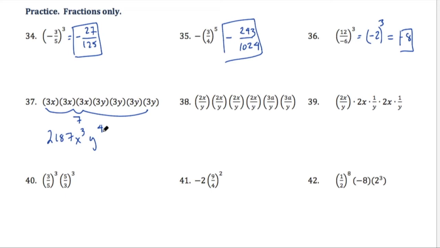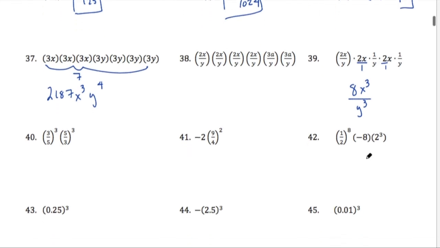All right, I'm going to kind of jump around here. Looking at a problem like 39, remember that if it's not written as a fraction, you can always write it as a fraction by putting it over 1. So I've got 2x over y, and then 2x over 1, and 2x over 1. So in the numerator, I have 2 times 2 times 2 is 8, and x times x times x is x to the third, and in the denominator I have y to the third. Great.